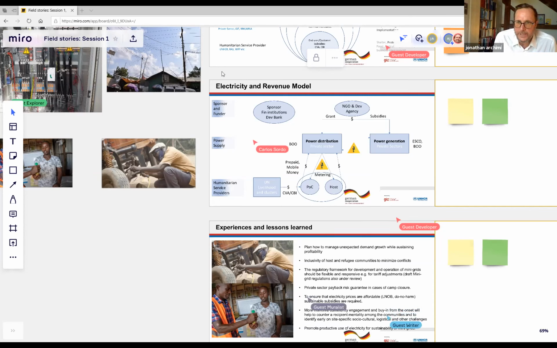What is the ownership model of the mini grid? So I think you just answered it. It's owned by the private sector. And operating and maintenance, it's also the private sector. So it's regulated by the local government.